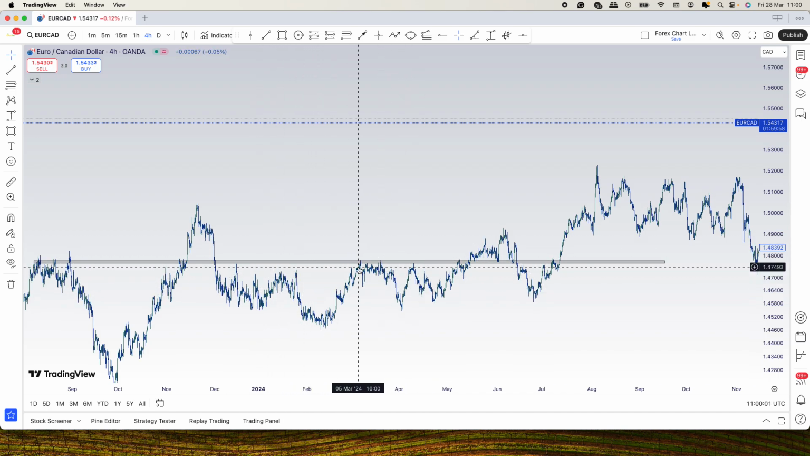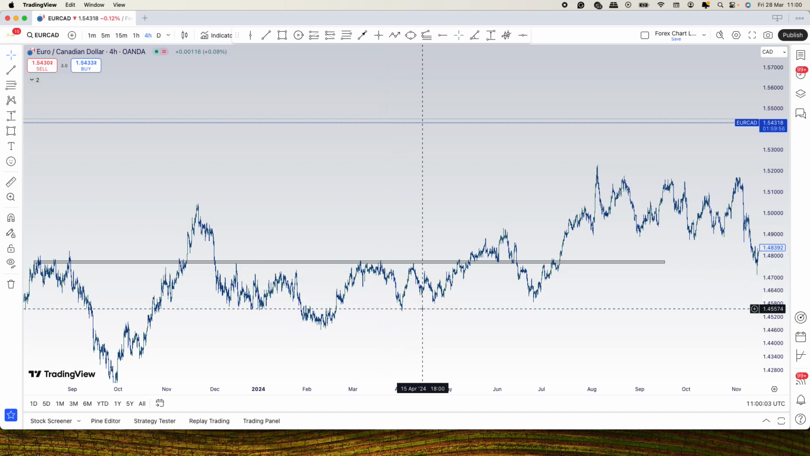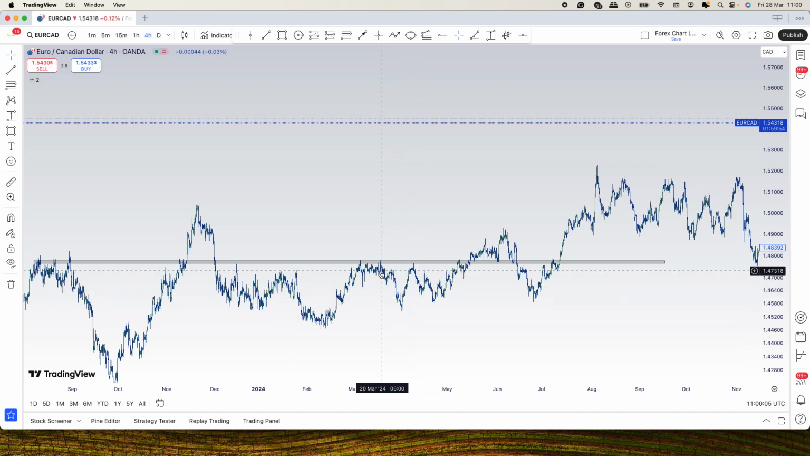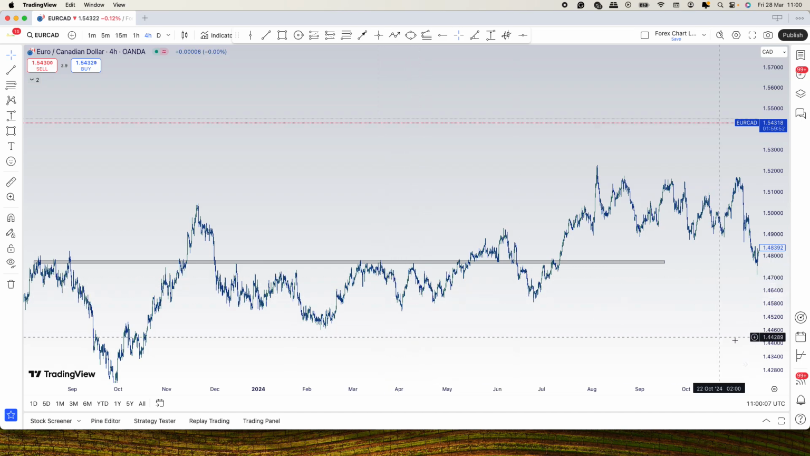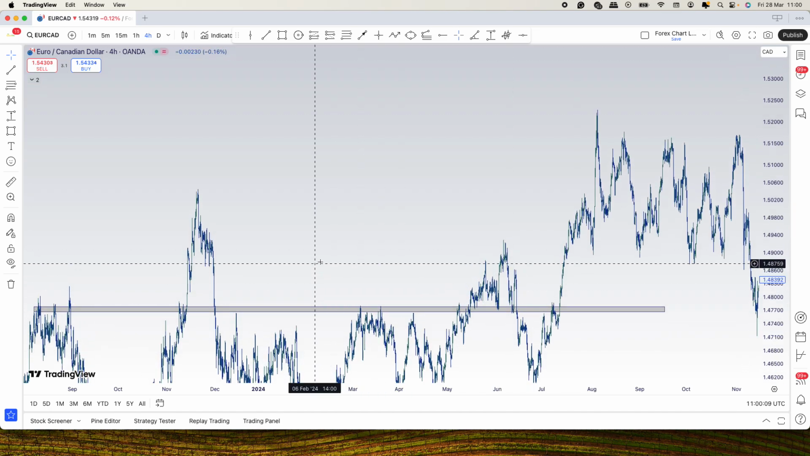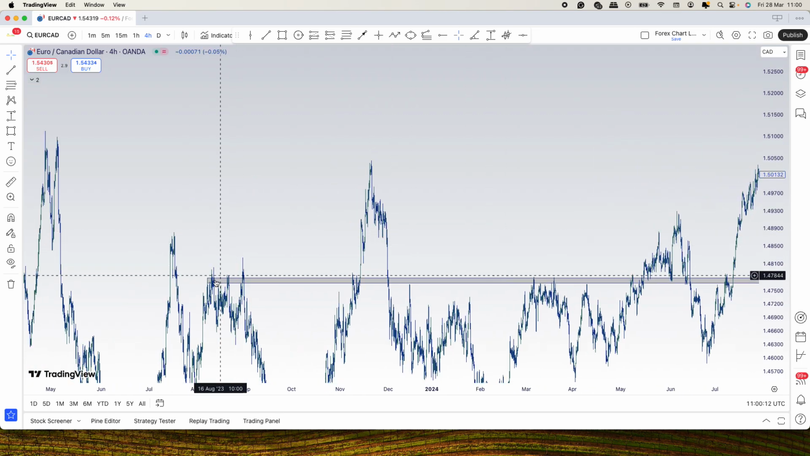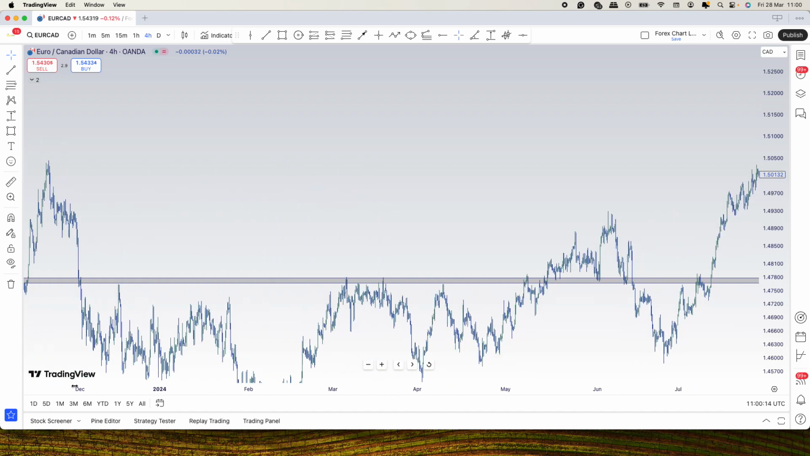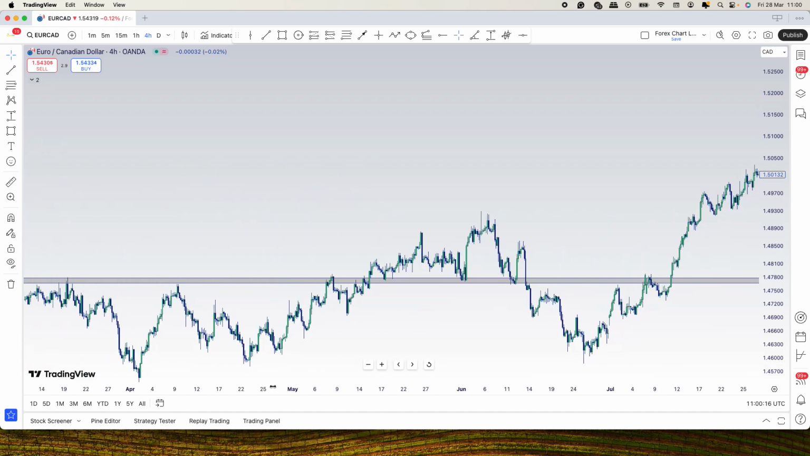You're looking for where price is rejecting it the most. You're looking for wicks, and you're looking for where candle bodies cannot close above. Okay, so when we're looking at this level, we're seeing wicks above it, but we're not seeing candle closes, and that is a really good indication that that is a strong level.